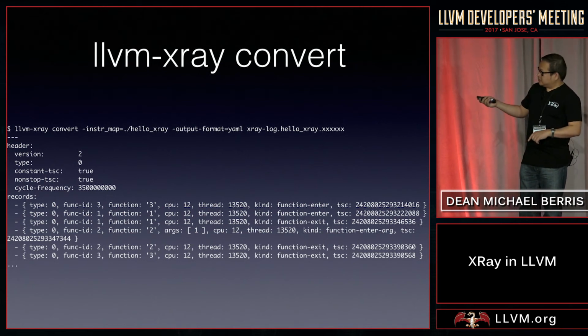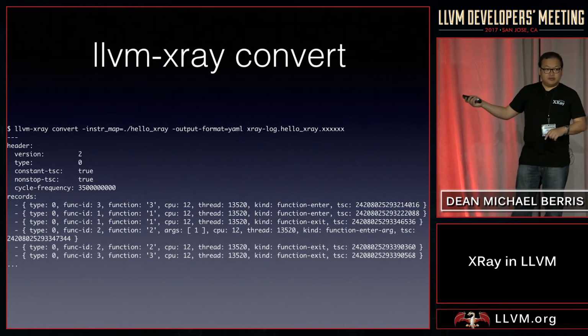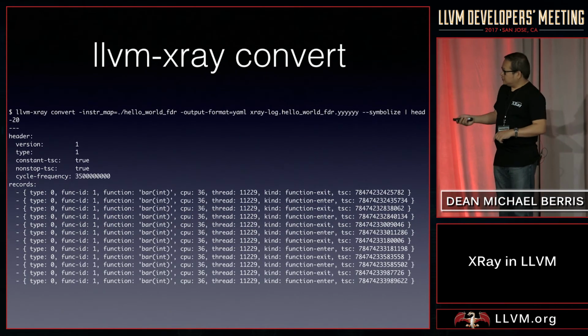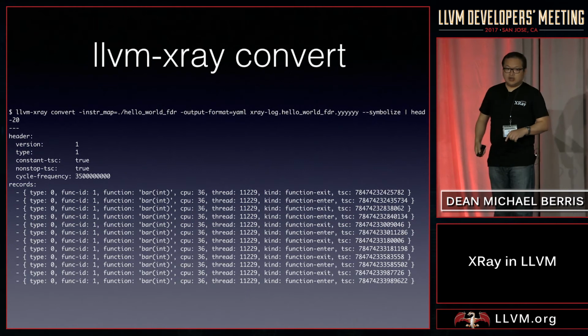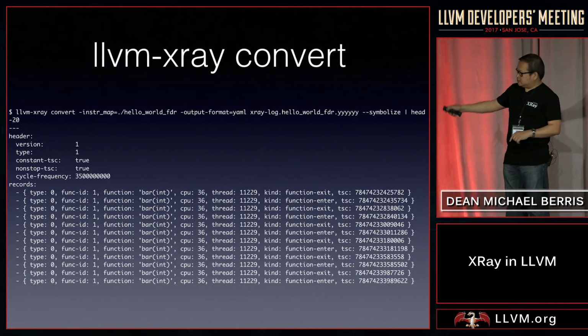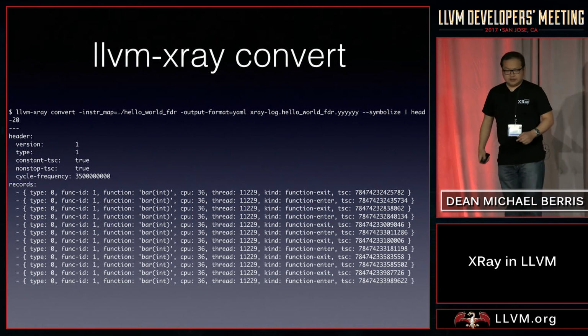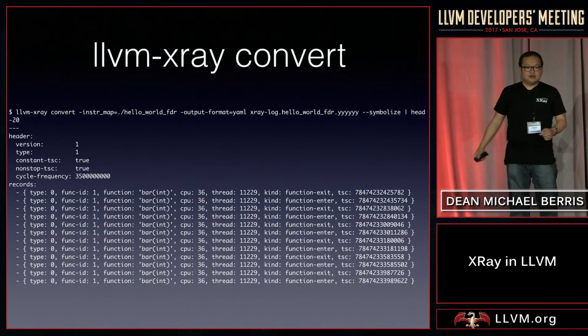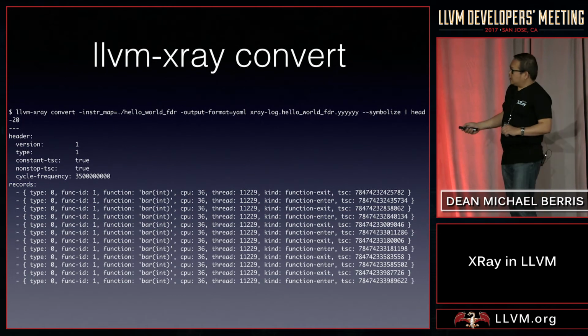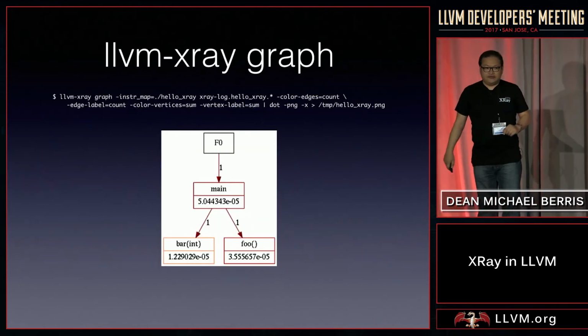So this works with the naive mode or basic mode log. We also support the FDR mode log, and this one has more events. So I only show the top 20 lines because there's too many lines, right? And we can also generate a graph of this.